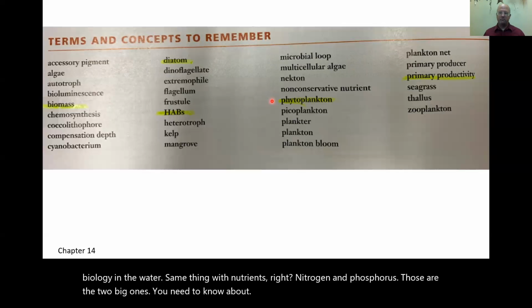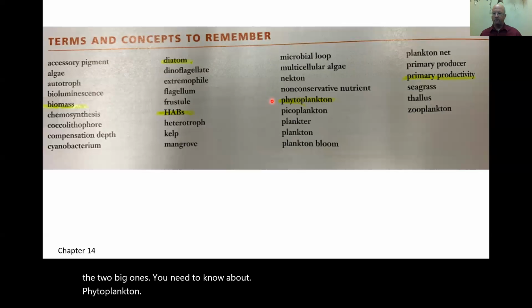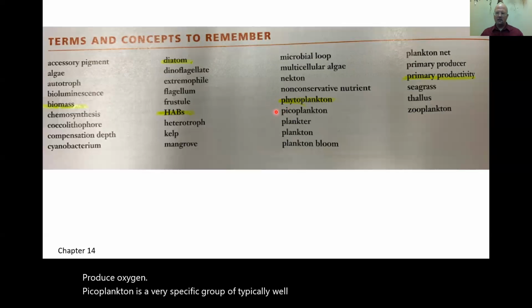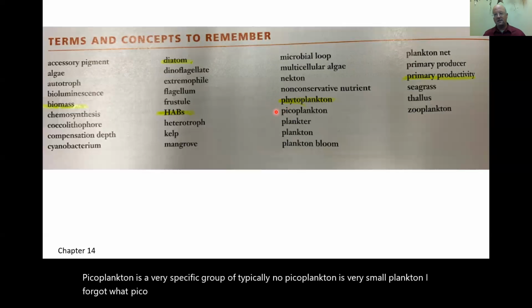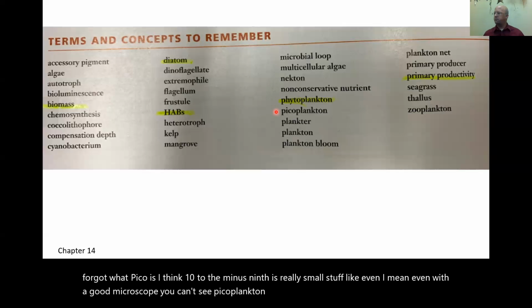Phytoplankton, microscopic plants that live in the ocean. They're plants, so they capture sunlight and produce oxygen. Picoplankton is very small plankton. I forgot what pico is. I think 10 to the minus 9th. It's really small stuff. Even with a good microscope, it's really hard to see picoplankton.